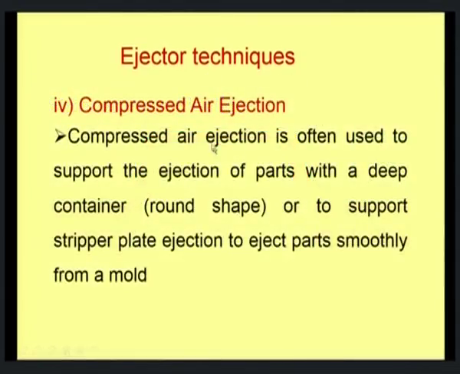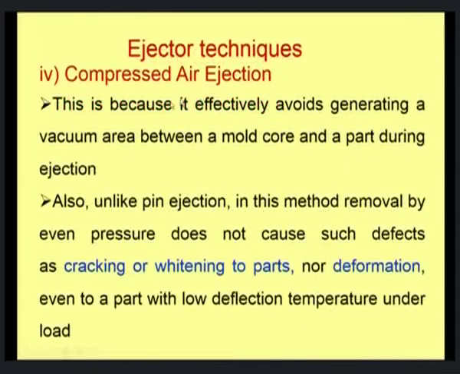Next, the compressed air ejection. Compressed air ejection is often used to support the ejection of parts with a deep container, that is parts with more depth, and also round shaped parts, or to support stripper plate ejection to eject parts smoothly from a mold. It is used alone, or it is also used along with stripper plate ejection to eject the part out. This is because it effectively avoids generating a vacuum. In the stripper plate method, as the stripper plate tips the product out, a vacuum area is formed between the mold core and the part, and this vacuum is going to have an effect on the final quality of the product.